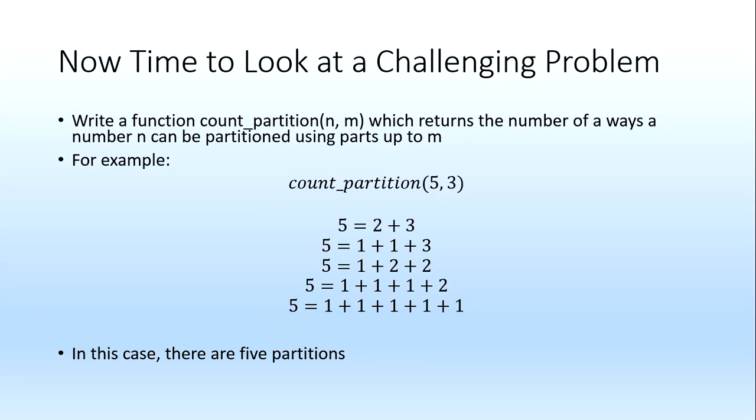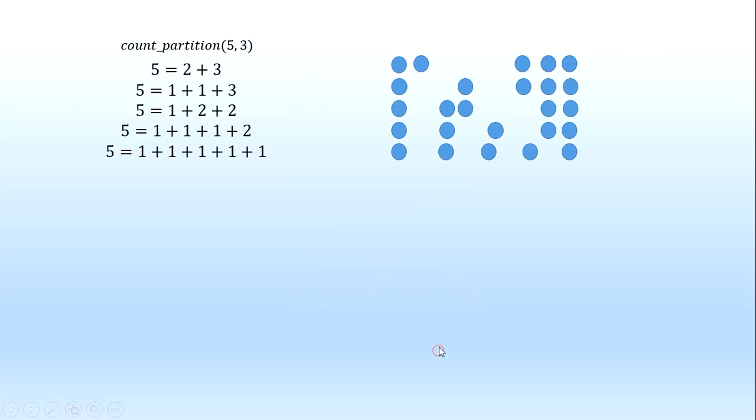So for example, count partition on 5 and 3 would give us the following partitions. And what we want to return is 5 because there are 5 partitions. Here is a visualization of the partitions. So here we have 5 is equal to 2 plus 3, 1 plus 1 plus 3, 1 plus 2 plus 2, and all of these add up to 5.